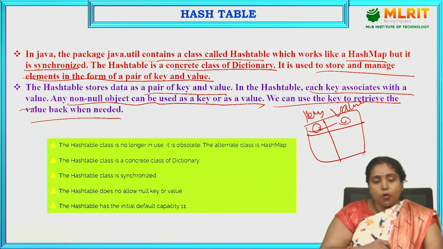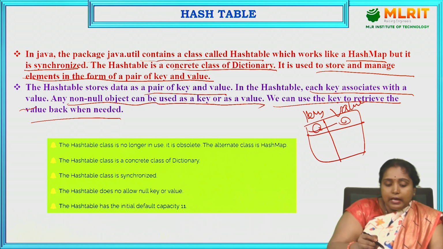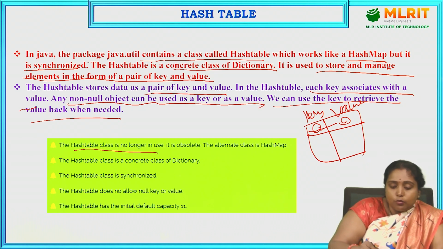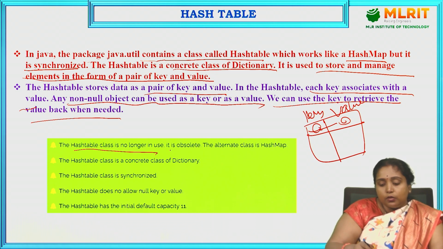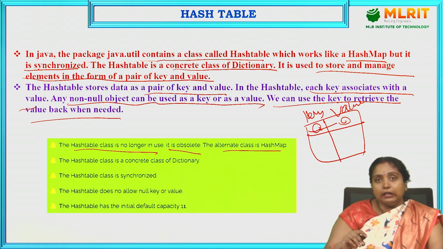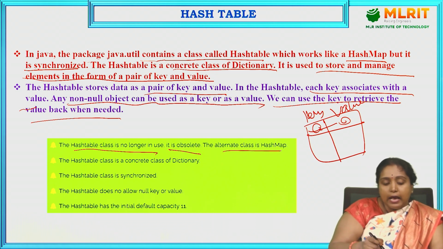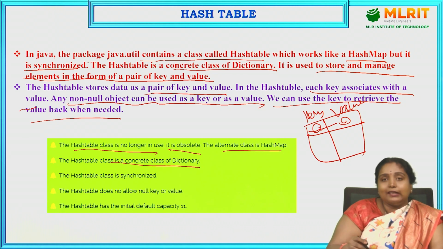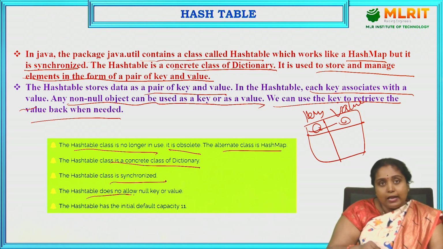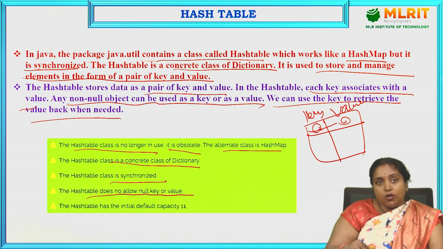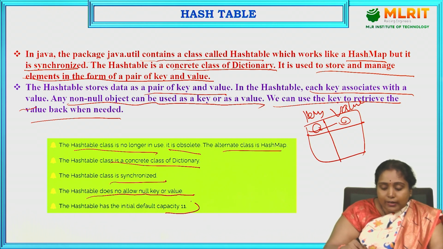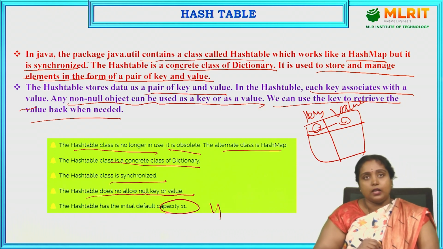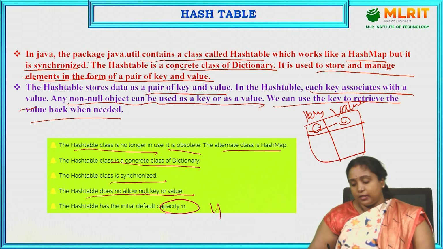So what are the points you can have for Hashtable? The Hashtable class is no longer in use actually. It's obsolete, and it's an alternative class to HashMap. The Hashtable class is a concrete class of Dictionary, it is synchronized, it does not allow a null key or null value, and the default capacity is 11. So these are the key points of Hashtable.